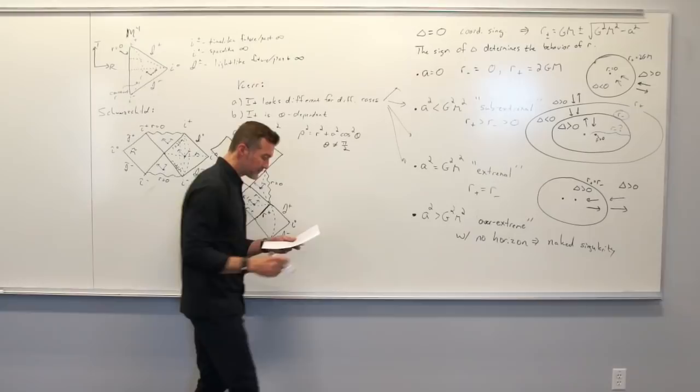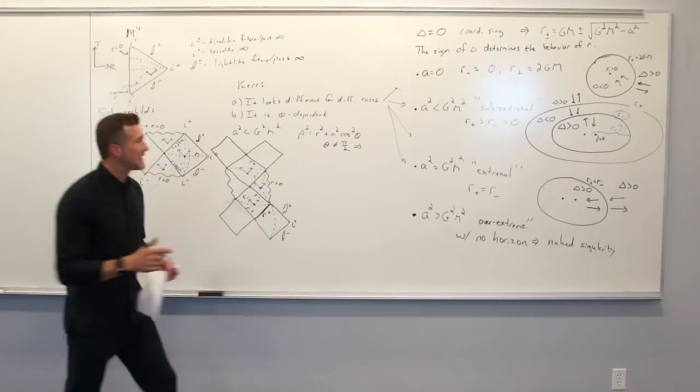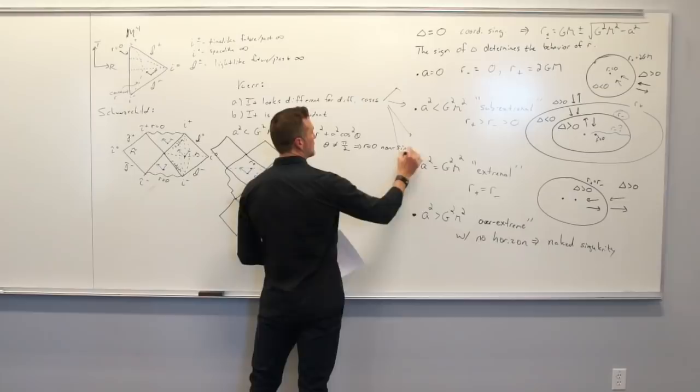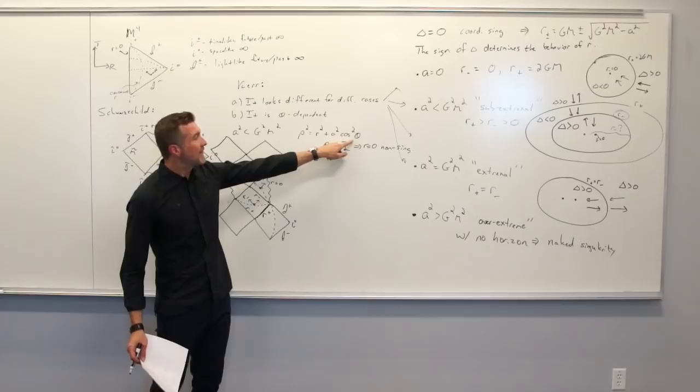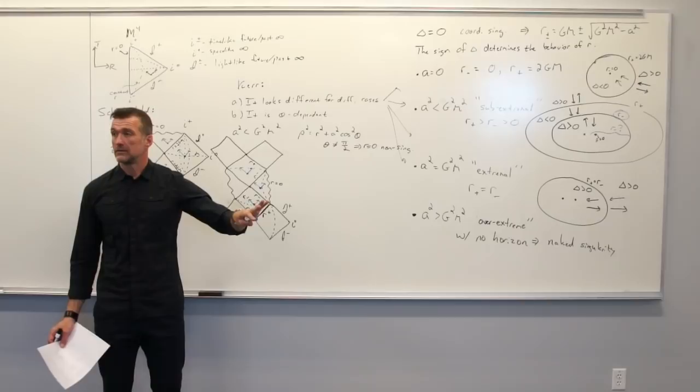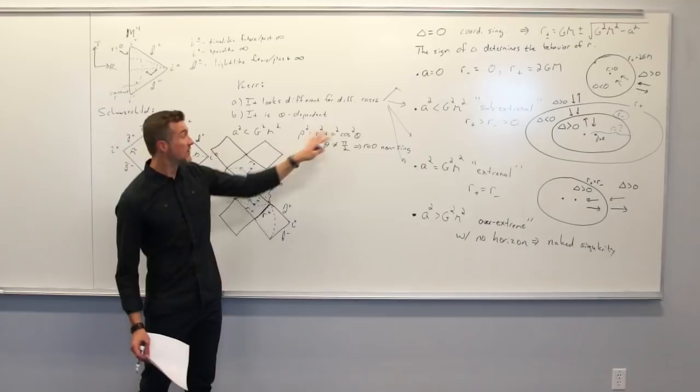And when theta is not equal to pi over 2, we already know something interesting, and that is that r equals 0 is non-singular. Because remember, to have rho squared equal to 0, you have to have both theta equal to pi over 2 and r equal to 0. If theta is not pi over 2, rho squared cannot be 0, ever. This is a positive number, this is a positive number. If this is not 0, you can't get rho squared to vanish.